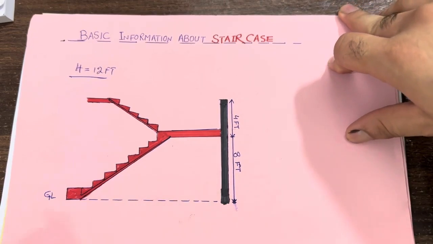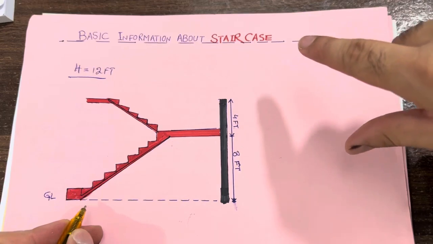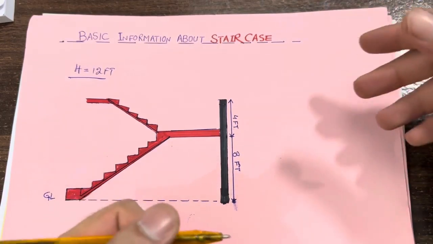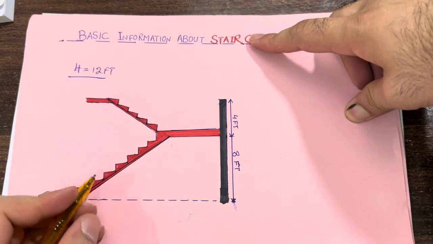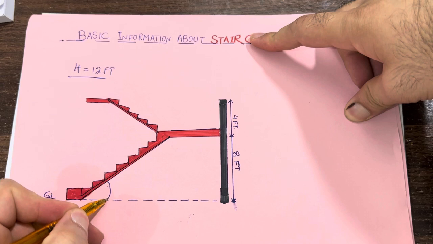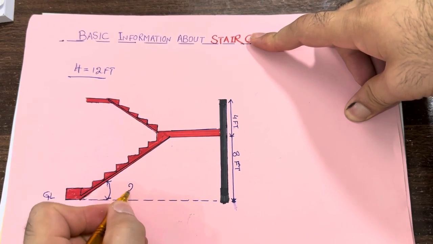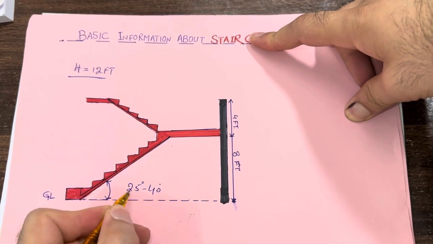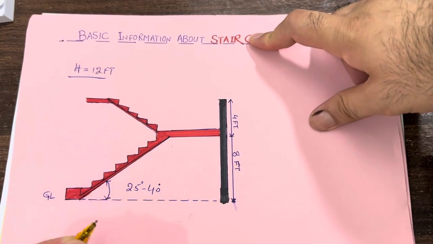The first one, guys: the angle of the staircase is very important for you to know about. Otherwise you will face more problems, especially in a residential or commercial building. As you can see, from the ground level to the pitch, this angle should not be more than 25 to 40 degrees. Between these it should be better.